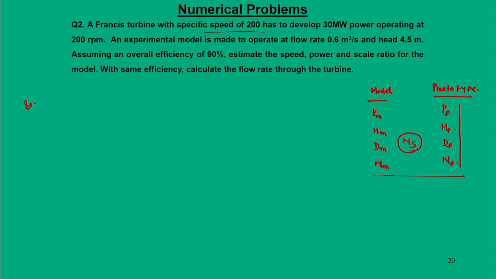So, solution from the problem, we can start with the first thing, that is for model. So, we are asked about the speed, power and scale ratio for the model. So, we will do it first for the model. So, power developed by the model we write rho Qm g Hm into efficiency, and efficiency is 90%.